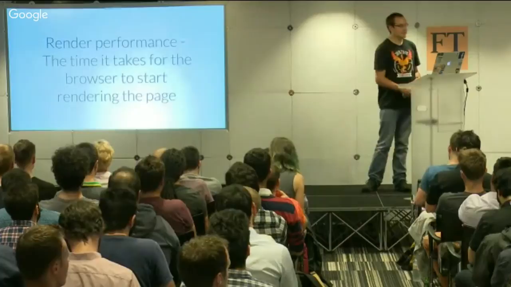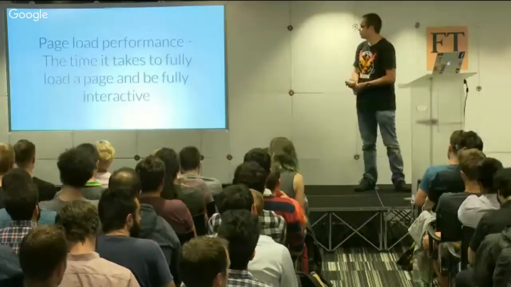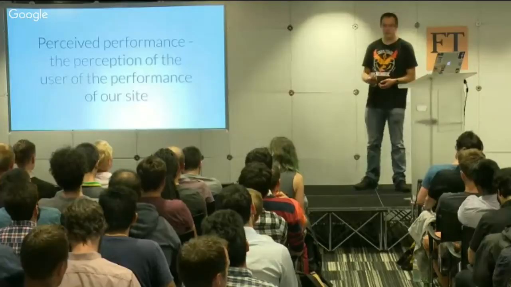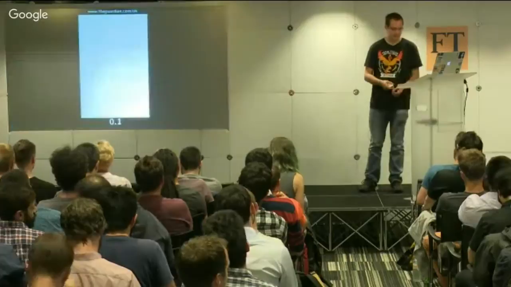Then we have page load performance. This is the time it takes for everything to be downloaded, like CSS assets and stuff. Then we have perceived performance. So this is the perception the user gets of your site. Perceived performance sits somewhere in the middle of those two. It refers to how fast a user thinks your website is, not necessarily how fast your technical stats say it is.